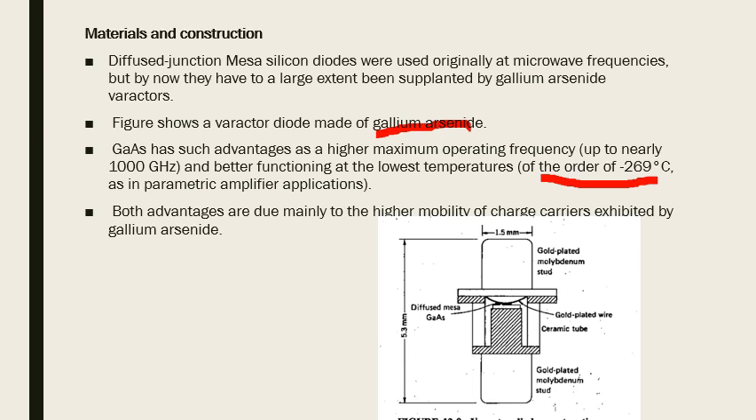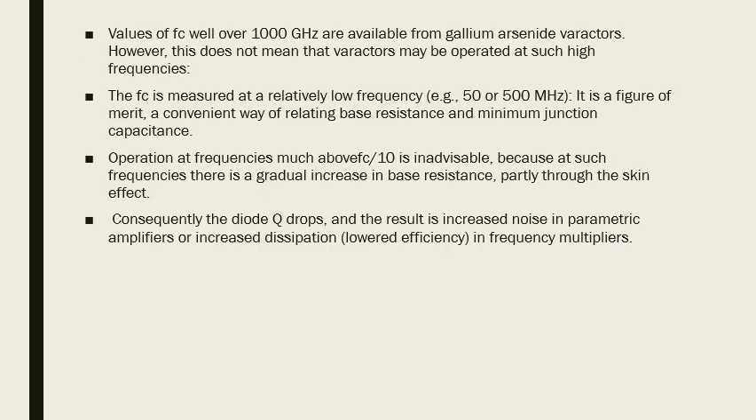But as I told you, you cannot make it work at such high frequencies, because in an equivalent circuit it is always accompanied by a series resistance also. So it is always advisable that you work at Fc by 10, so that it gives you the desirable results. So note the application of the varactor diode: it is used in a parametric amplifier, which is an LNA.